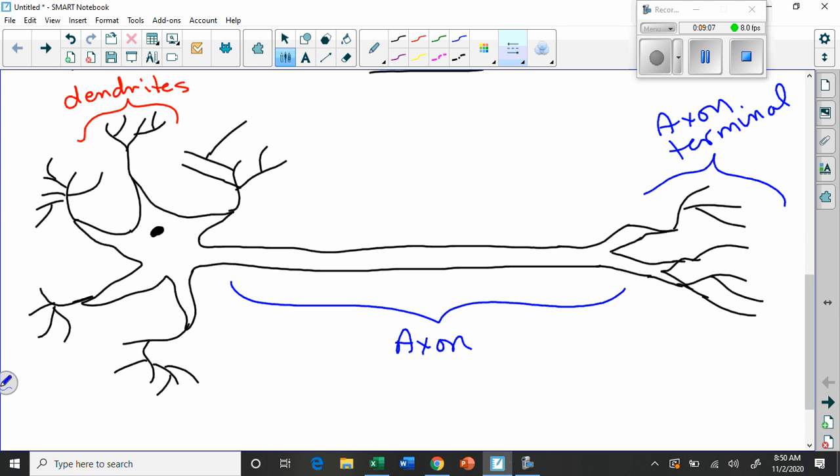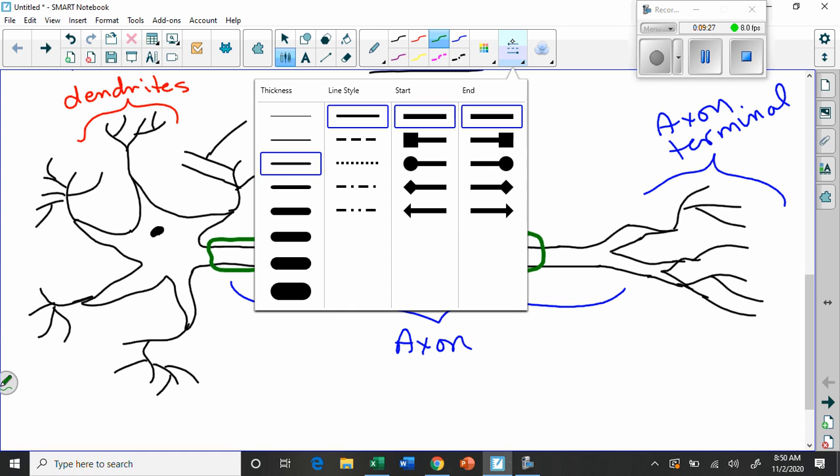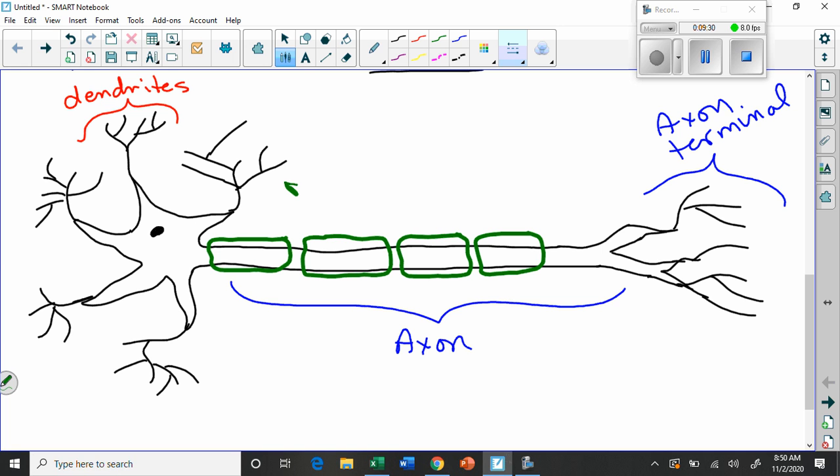Now, sometimes you will see on this axon little blobs of an insulating material. And this is called the myelin. Let's get a thinner line there. The myelin sheath. And we'll talk about that shortly in terms of what it does.